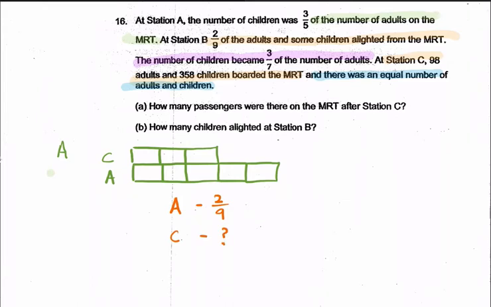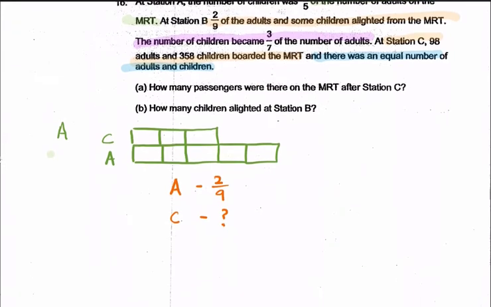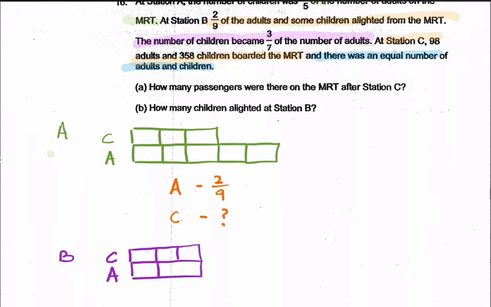And after that, at Station B, the number of children became 3/7 of the number of adults. So children... Okay, so this is how we draw the model.